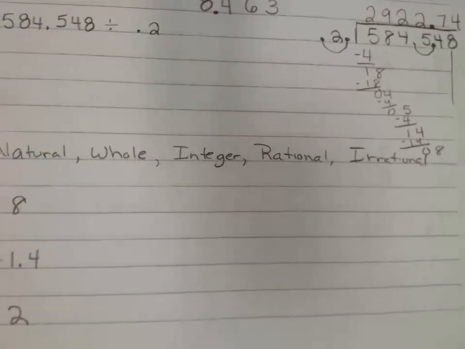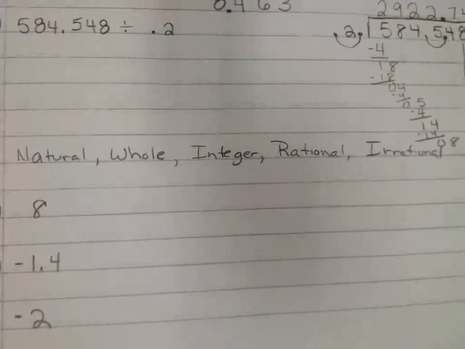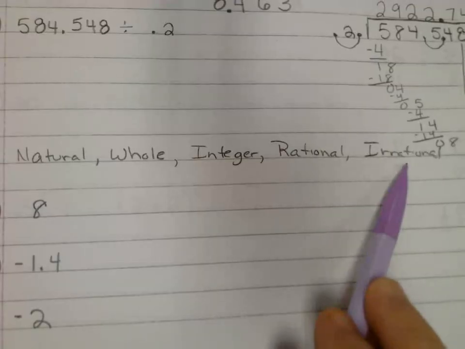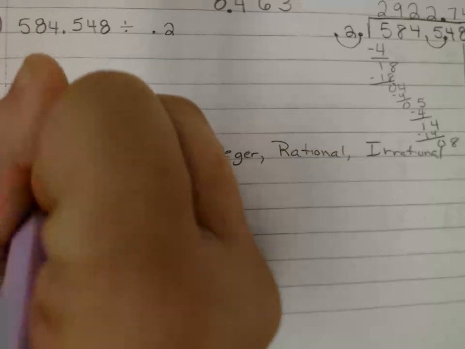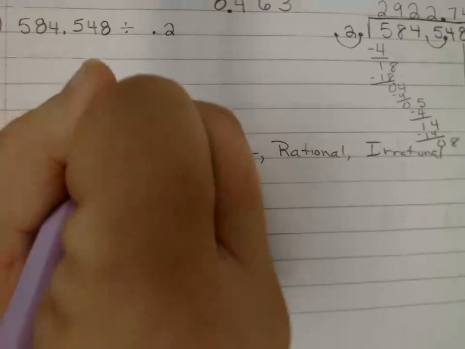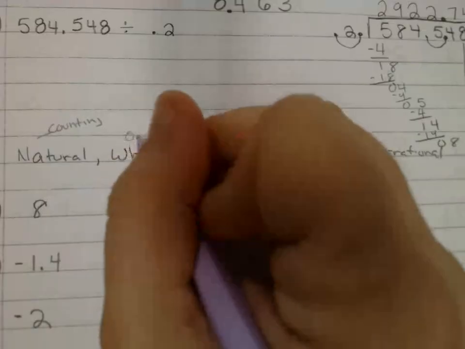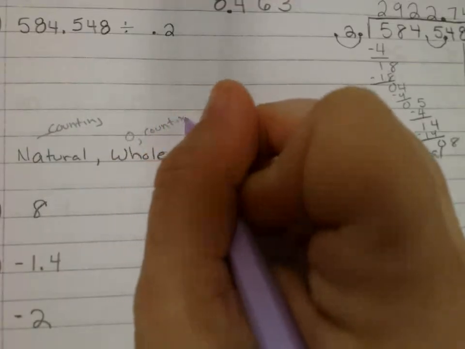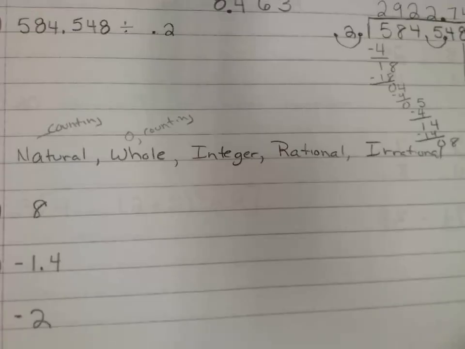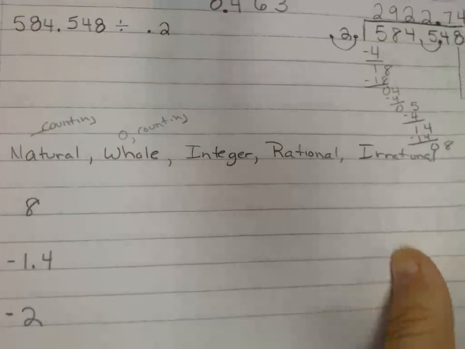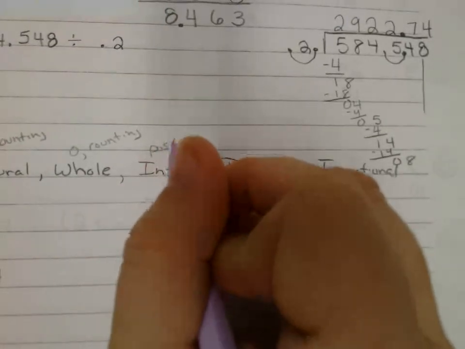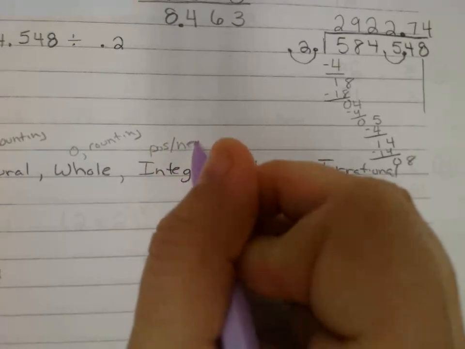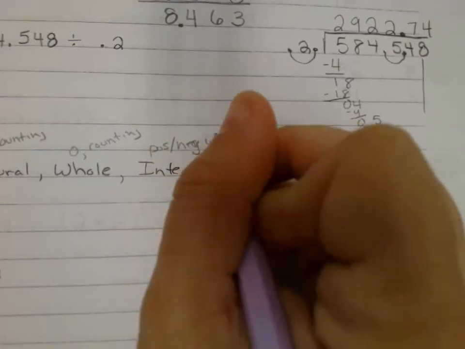On the next ones, we're trying to decide, is it a natural, a whole, integer, rational, irrational? And it could be multiple of these. So the natural numbers are also called your counting numbers. Whole numbers are 0 and your counting. Your integers are your positive and your negative whole numbers.